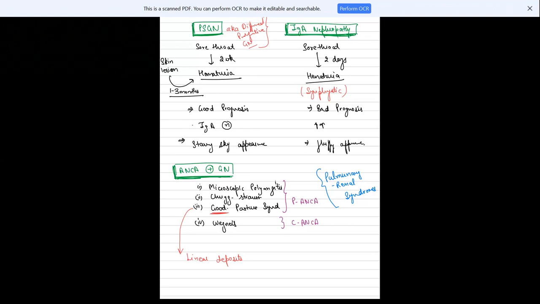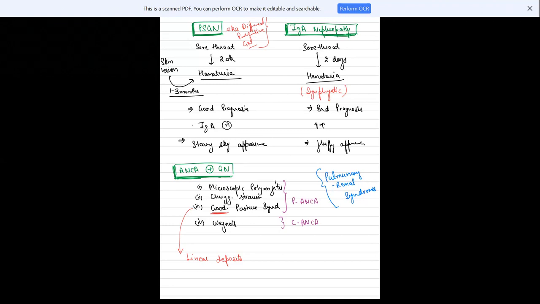Vasculitic, in simple words, there is autoimmunity that affects medium-sized vessels. So in all these four diseases, the vessels in the lung and the vessels in the kidney are involved. That's why these are called pulmonary renal syndromes.